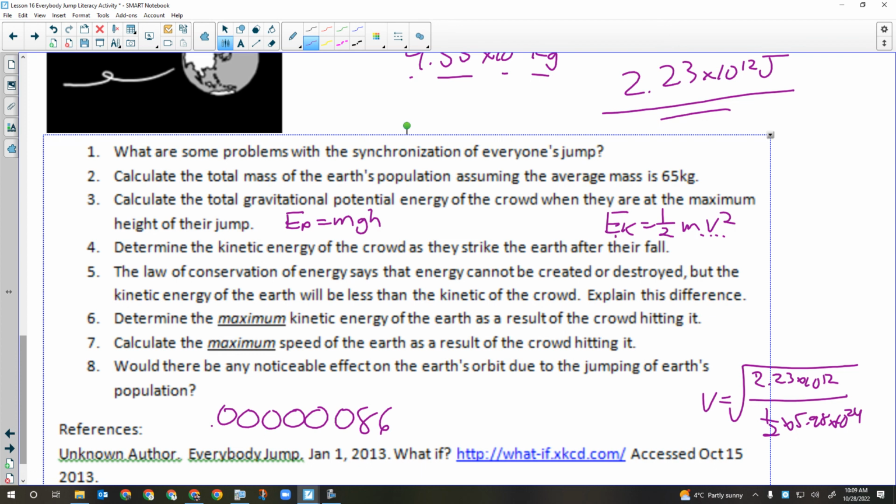All right, so would there be any noticeable effect? No. There's stuff that hits the Earth that would do a lot more than that. Earth gets hit by meteorites that would do more work than that, and it doesn't knock Earth out of orbit. For now, because if we get hit by a really big one, then we might be in trouble.